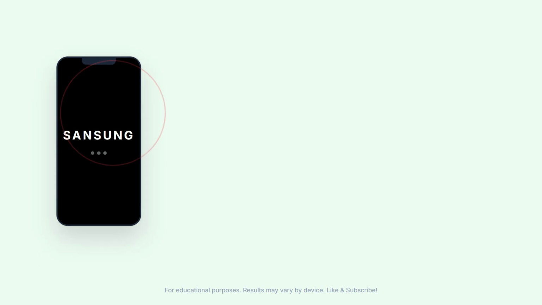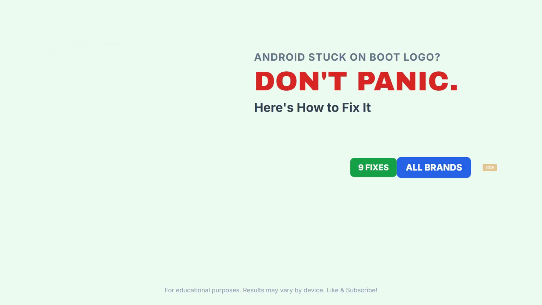Your Android phone turns on, and you see the logo. But then, nothing happens. It just sits there. Or worse, it keeps restarting over and over again. Don't panic. Most boot loops can be fixed for free. Here are 9 proven solutions that actually work.